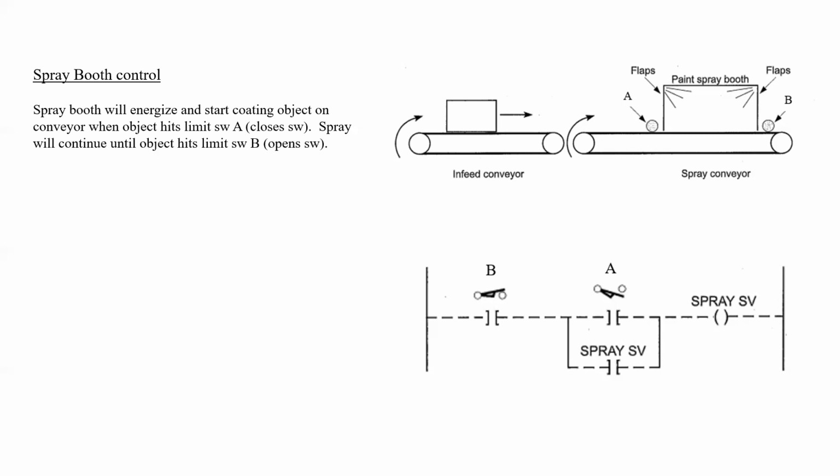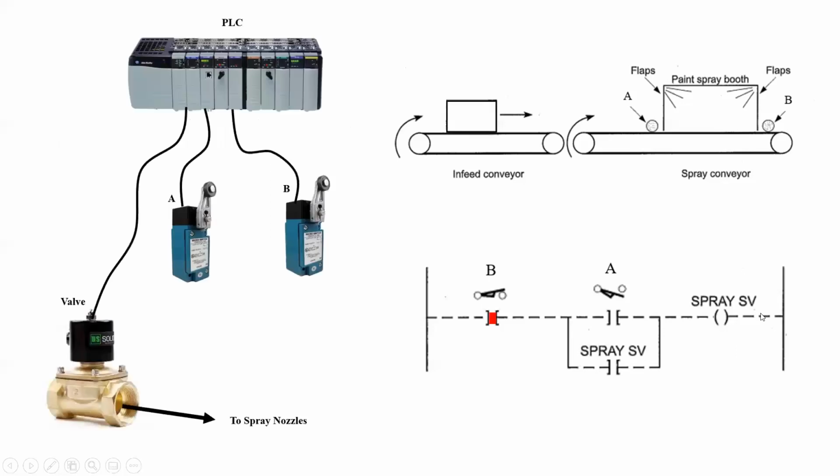In this situation, we have a normally closed limit switch in the stop portion of the circuit and a normally open limit switch in the start portion of the circuit. Spray SV is an internal bit that will close or go true when spray SV output is on. And this will make for a holding section in our control circuit. The items that are then connected to the PLC are two separate limit switches and a valve that's going to control when the product paint can then spray through the nozzles in the booth.